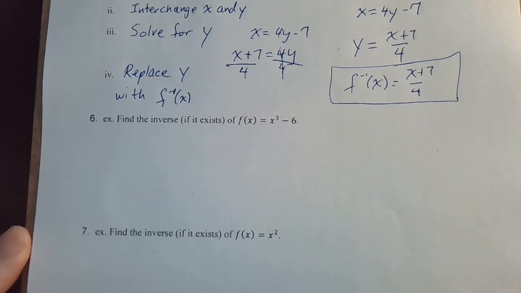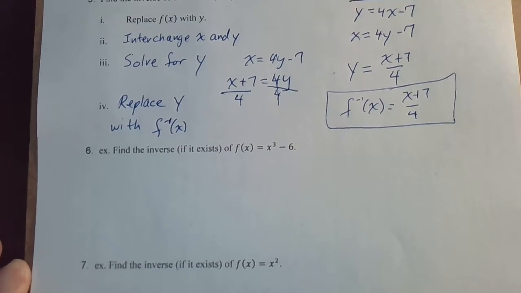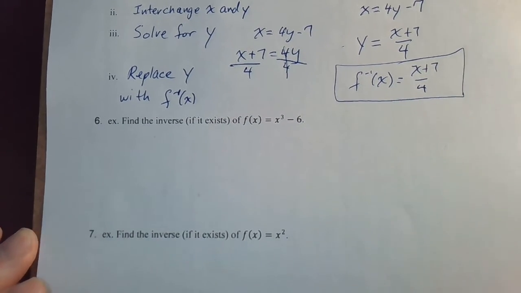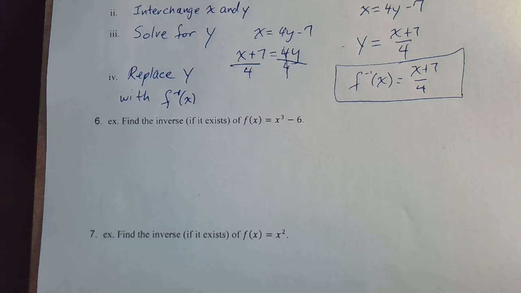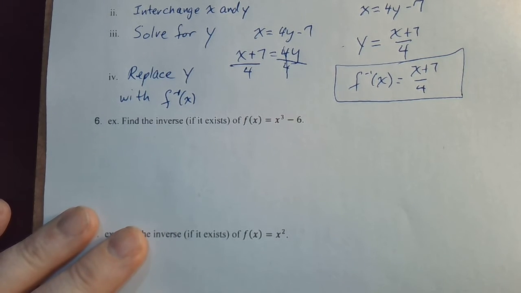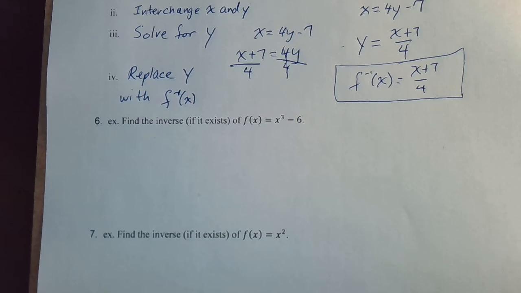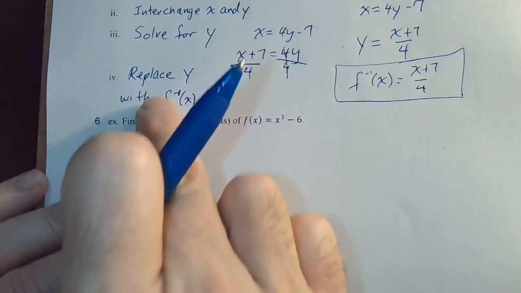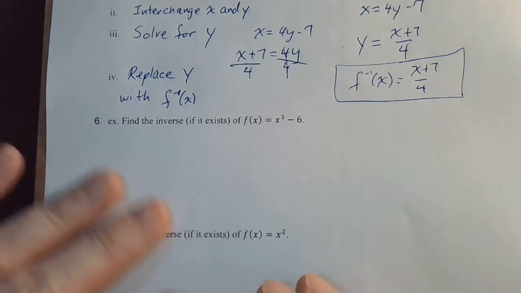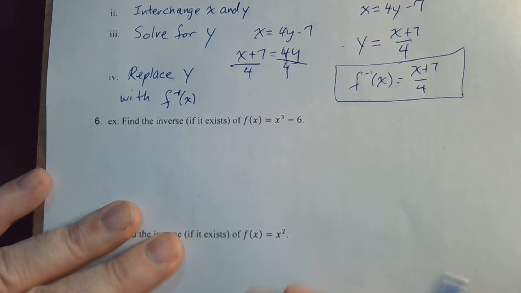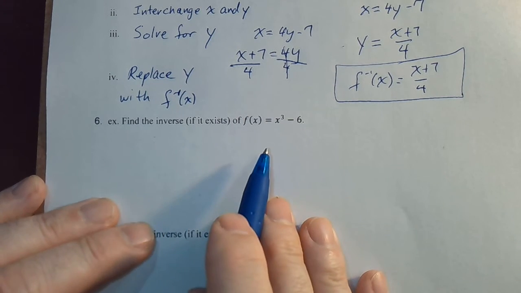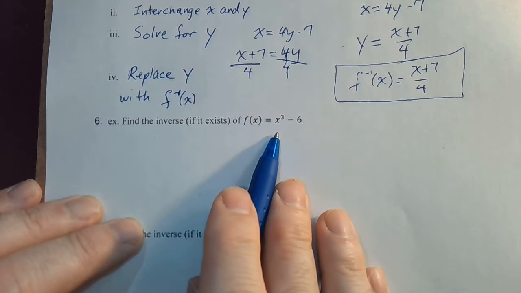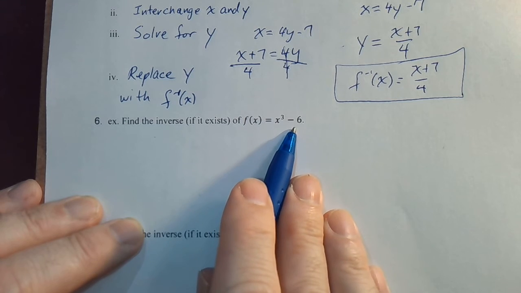Okay, let's do a couple more. Number 6, find the inverse if it exists. Not every function has an inverse, and you would discover it during these 4 steps if it didn't have an inverse. Find the inverse if it exists of f of x equals x cubed minus 6.